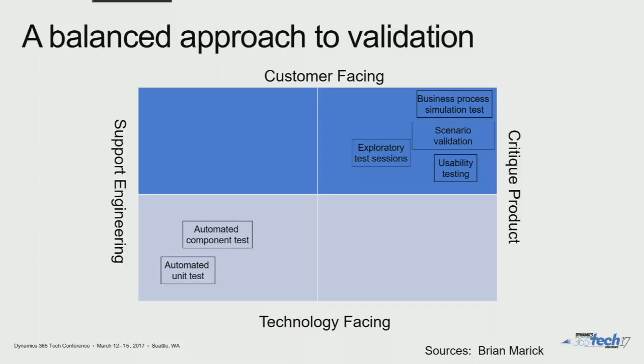If we go to the other extreme, where we're supporting engineering and technology facing, then you're really talking about unit and component tests. And this is where automation needs to happen. This is the top priority from an automation perspective, and we'll hammer on that a little bit more as we go. It's technology facing in that the terminology of the test is classes and methods and things like that. And it's really meant to support engineering so that as you're developing, you can run these granular tests over and over again to make sure that you're not introducing failures in the system.